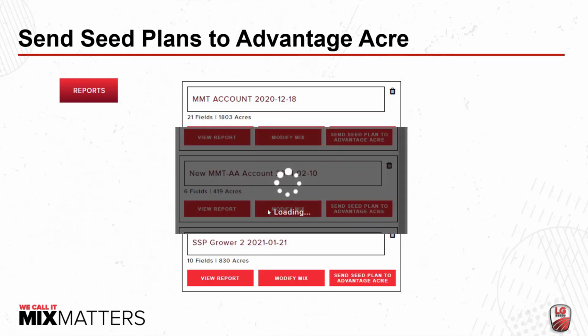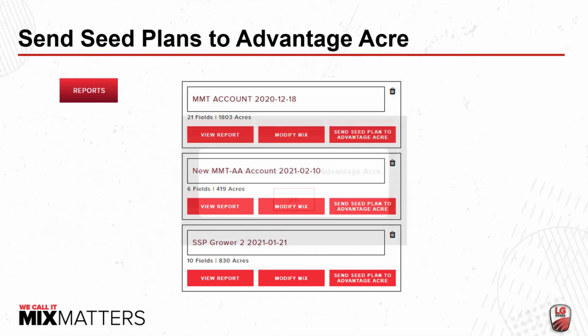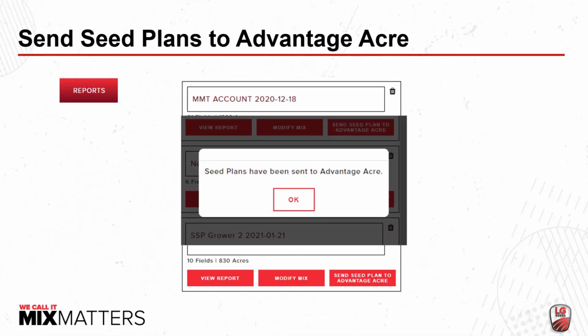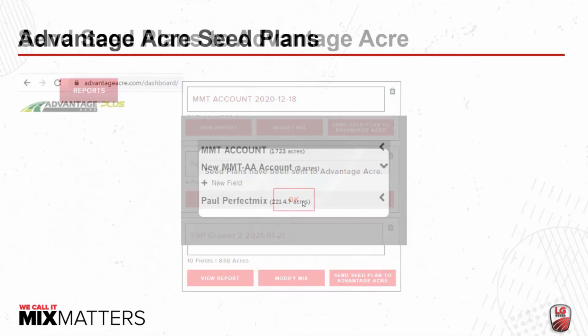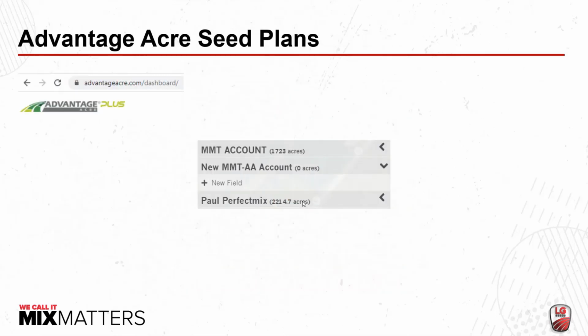So I get my spinner that says we're moving the plans, and then I get a message saying the plans have been sent to Advantage Acre. In this case, it only took about 20 seconds for this particular count. Obviously, a larger count with more fields and more acres would take a little more time, but in any situation, it should happen relatively quickly. When we click OK here, we are done as far as the Mixed Matters tool is concerned.